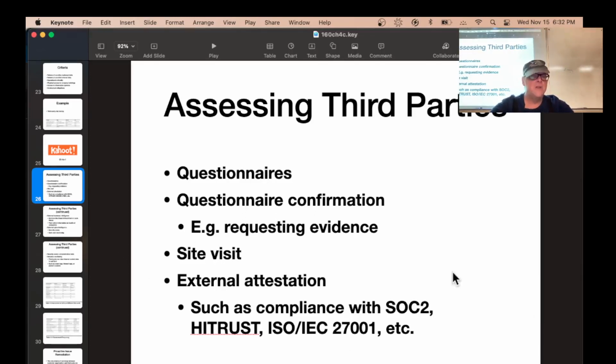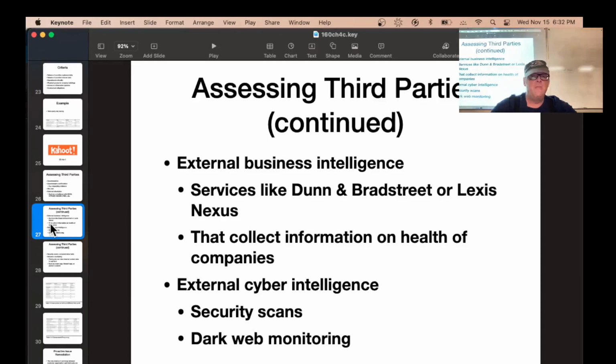That's another way to go, and this is typically how the military does it. You must meet a certain standard to play in the game. They won't deal with you unless you meet that standard. You can also go to business intelligence sites. There are services that collect information on the health of the company, and they will rate how much you should trust these guys, how many times they have had scandals, what we think of their financial position, and stuff like that. And you can look at external cyber intelligence. There are people that scan companies. You can scan some companies, almost nobody will voluntarily agree to it, but there's dark web monitoring.